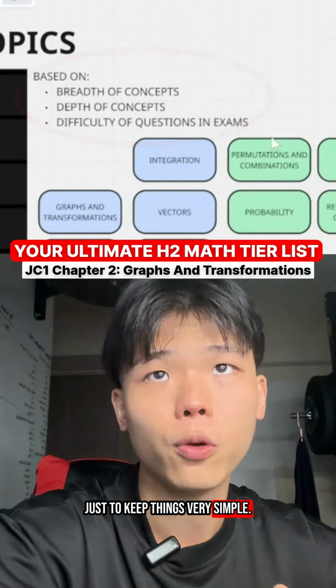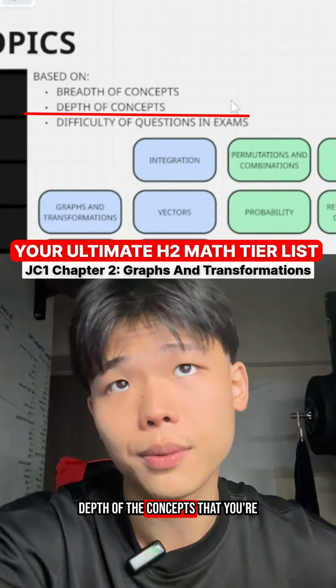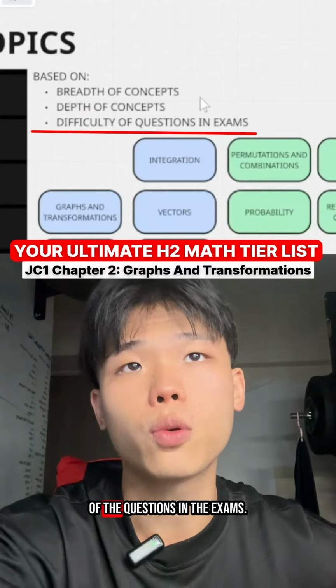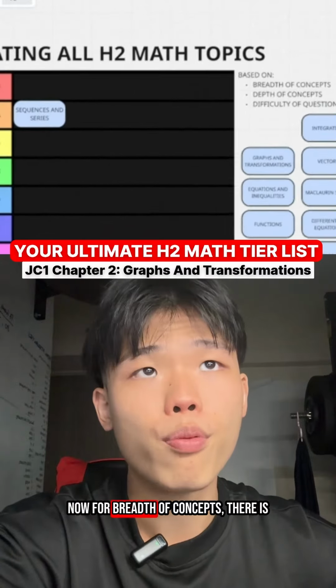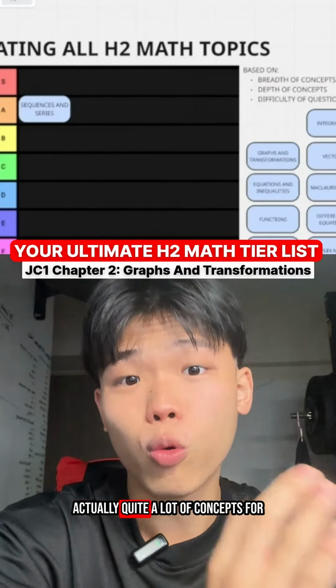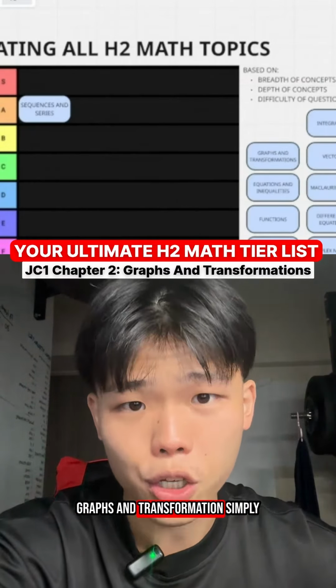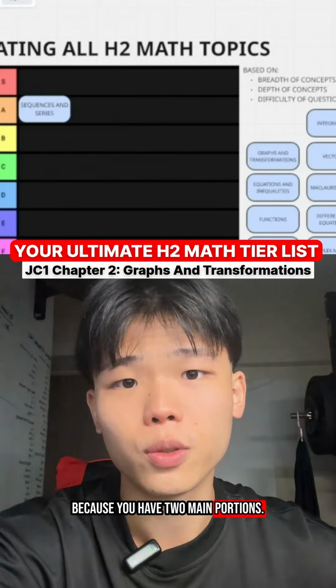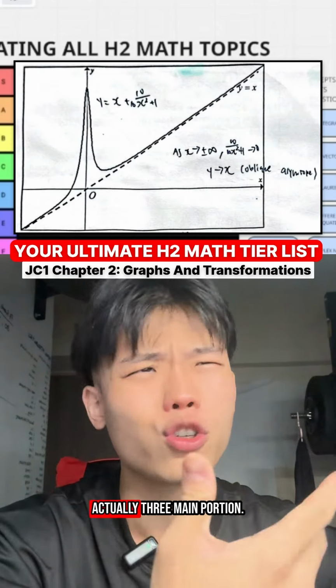Just to keep things very simple: the breadth of the concepts, the depth of the concepts that you're going to learn, as well as the difficulty of the questions in the exams. So let's begin. Now, for breadth of concepts, there is actually quite a lot of concepts for graphs and transformation, simply because you have two main portions. One is the drawing of the graph, actually three main portions.